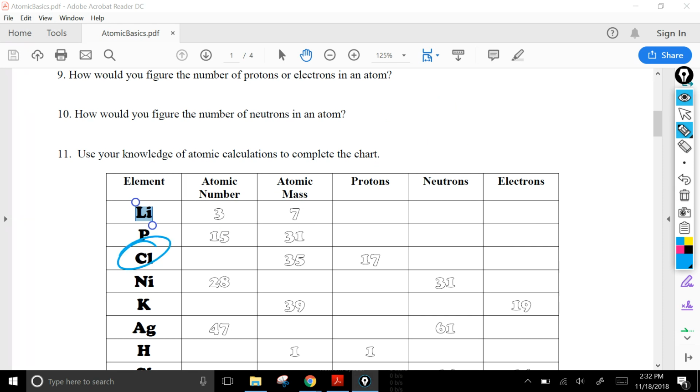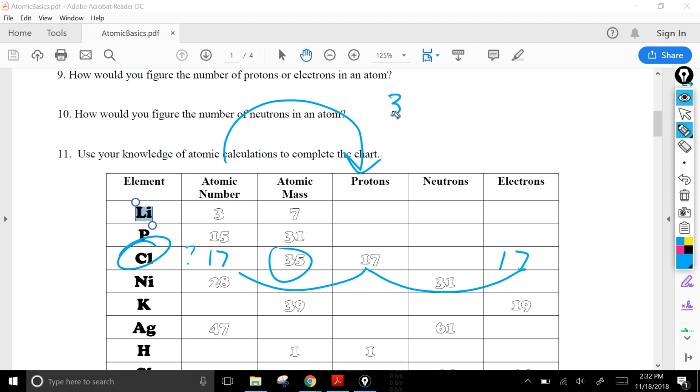Chlorine. Chlorine's atomic number, they didn't give us. Oh no, what are we going to do? Remember that atomic number is the same as the number of protons. So for all of these, you should have the information using your table somehow to fill this in. The atomic number then is 17 because we know the number of protons is 17, and we also know the number of electrons is 17, and we're given the mass. So 35 minus the protons, 17, gives us 18. So 18 neutrons.